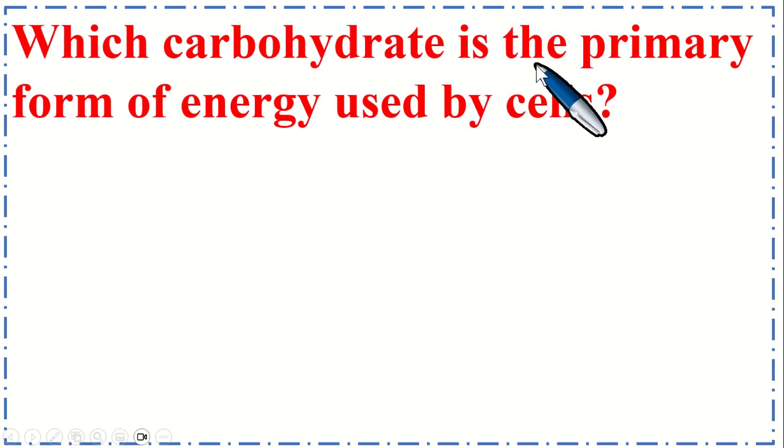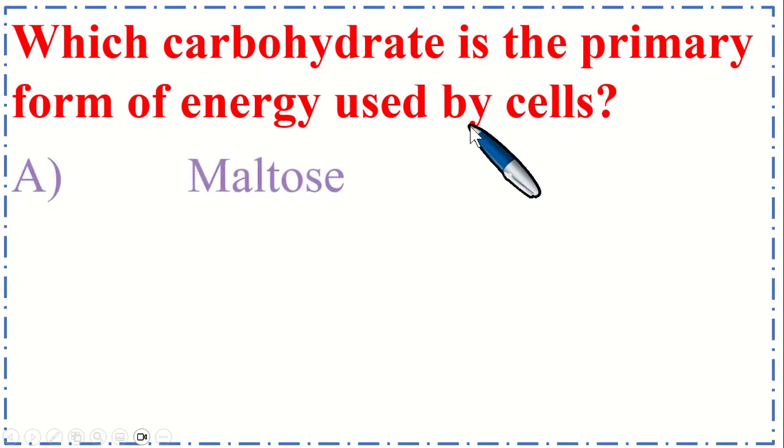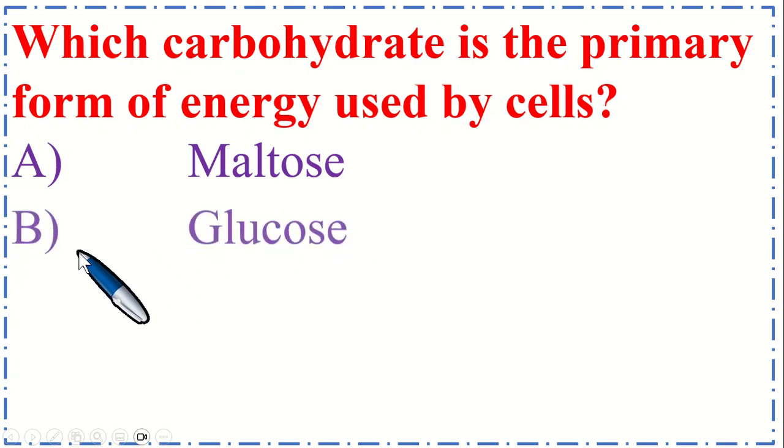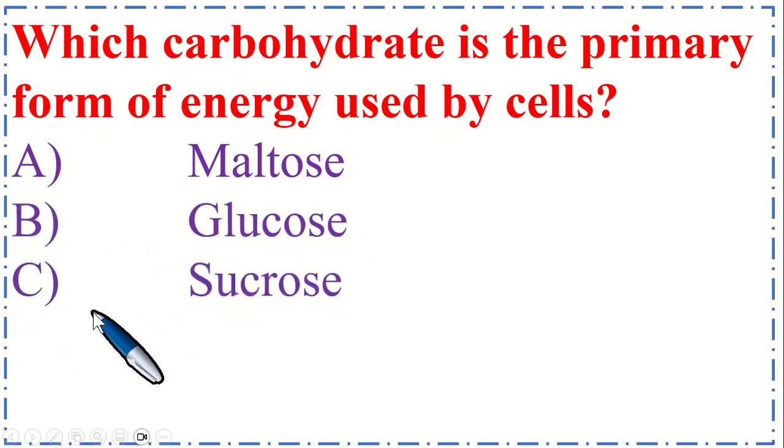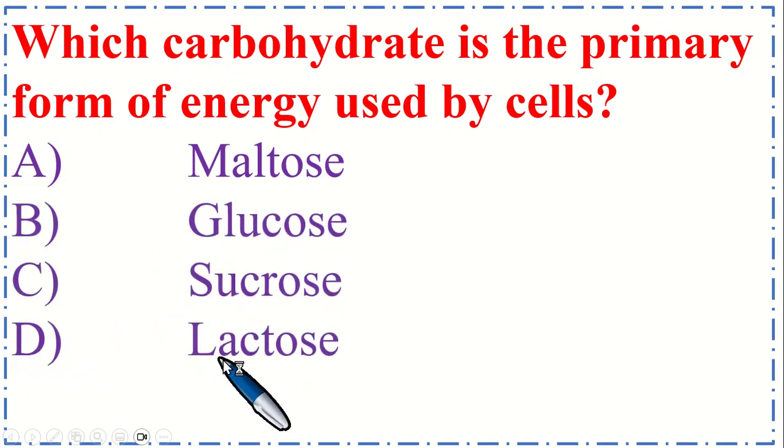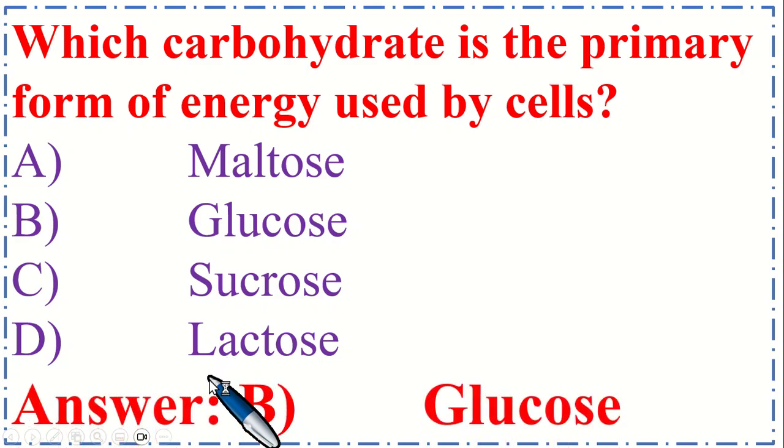Which carbohydrate is the primary form of energy used by the cell? Option A, maltose, B, glucose, C, sucrose, and option D, lactose. So the correct option is B, glucose.